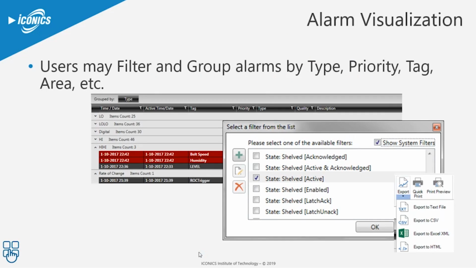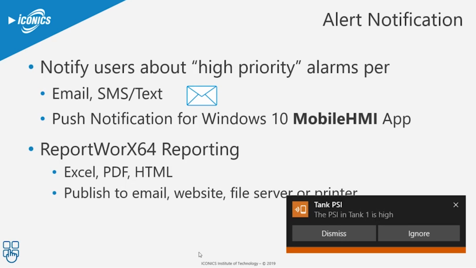The user can filter subsets of alarms and group alarms based on attributes such as the type of alarm, high, low, digital, or the priority of the alarm, matching all the same priorities. Results of what the user sees can be quickly exported to Excel, CSV, or HTML format when needed. When certain criteria are met, alarms can be sent to users via email or SMS. Windows 10 devices can be used to benefit from the push notification in the mobile HMI app.